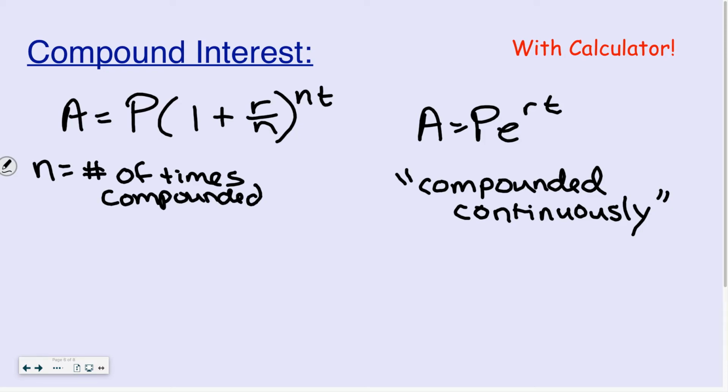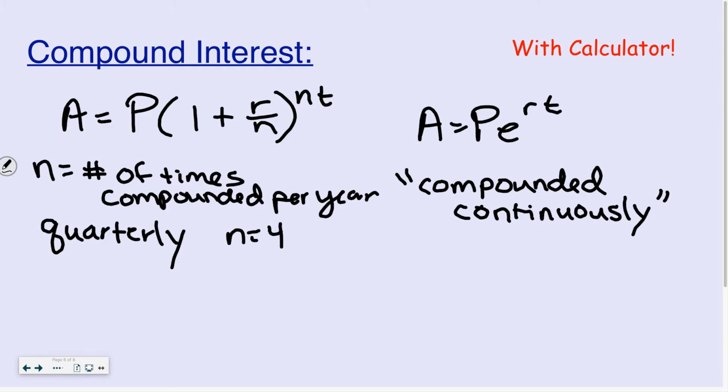Per year, always? Yes, it's per year, and then the words are different. So if I say compounded quarterly, how many times do you compound per year? 4. If I said monthly, you would use N equals 12. If I said daily, we could do 365. So there'll be some word like compounded annually, and compounded annually would be N equals 1.